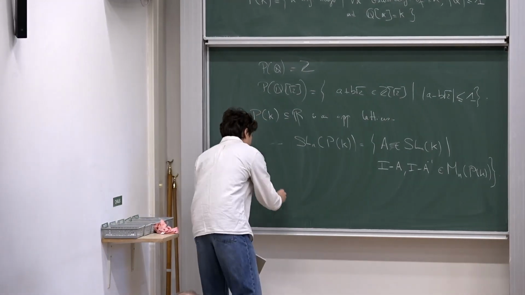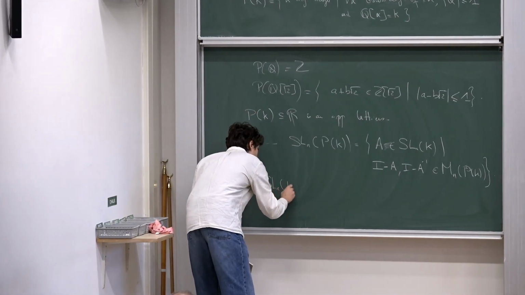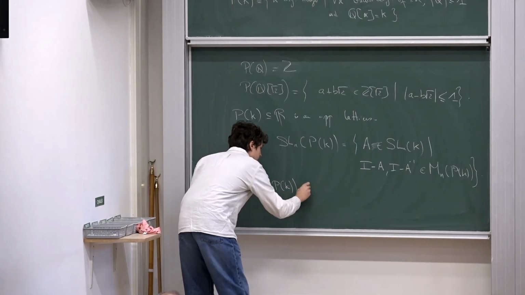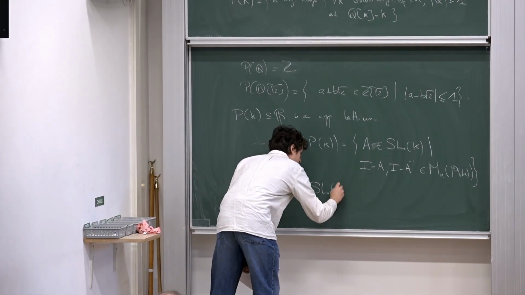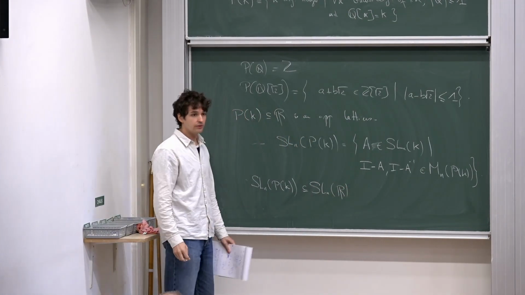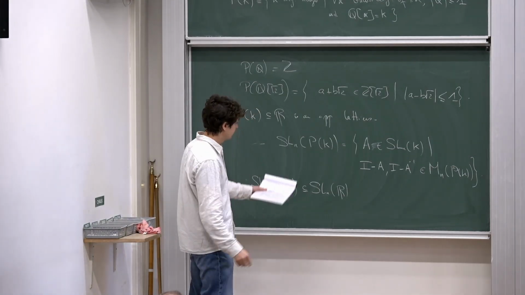And there you have it. You've built a family of interesting approximate lattices in SLNR.